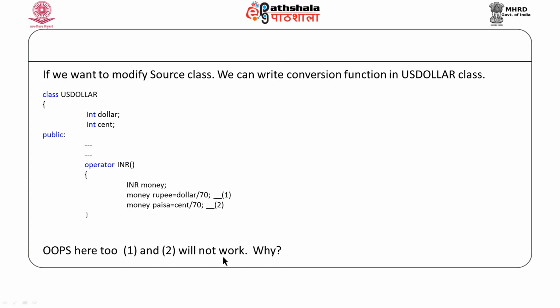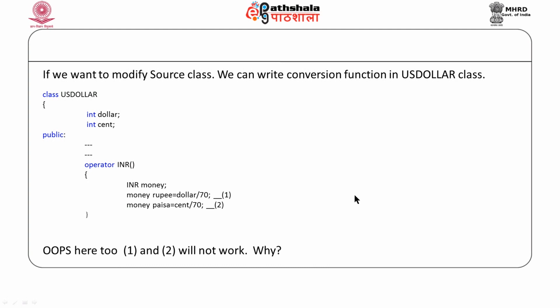So, you would see that when we modify the source class, that is our US dollar class, and write an appropriate operator function, these two statements, 1 and 2 here, will also not work. Why will they not work? For the same reason that rupee and paisa are not accessible to us. Why are they not accessible? Because they are private members of the INR class, and the private members of the INR class are not available in the member function of the US dollar class.